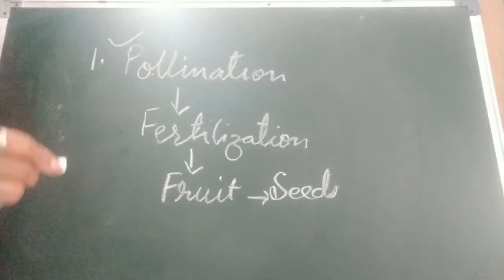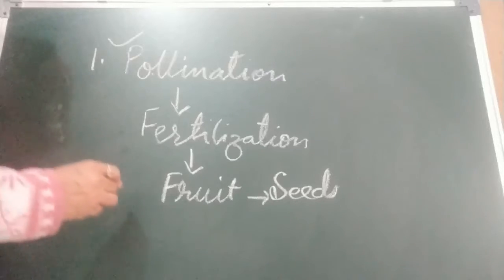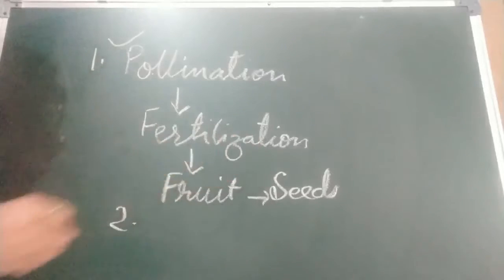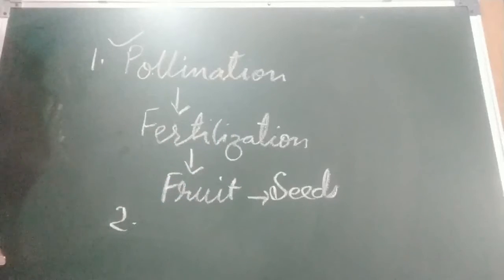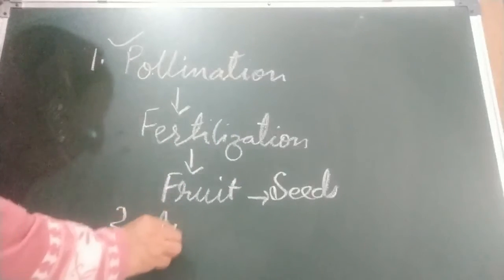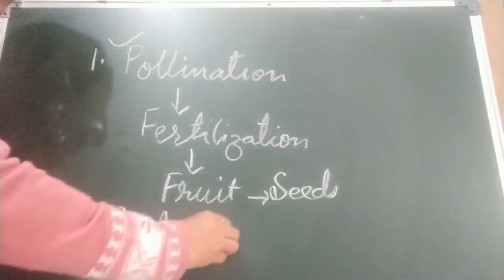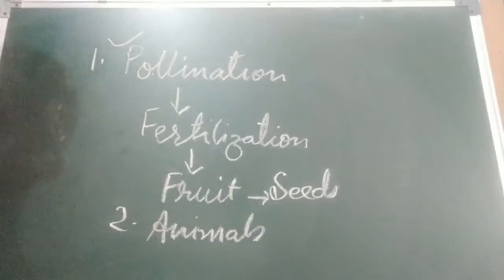For pollination, many insects and birds help. So this way animals are helping plants. Second way, seeds are also dispersed by animals. Seeds of several plants depend on animals for dispersal.